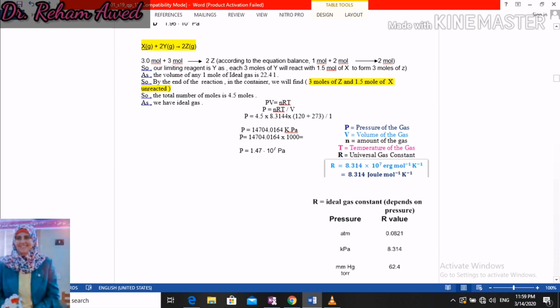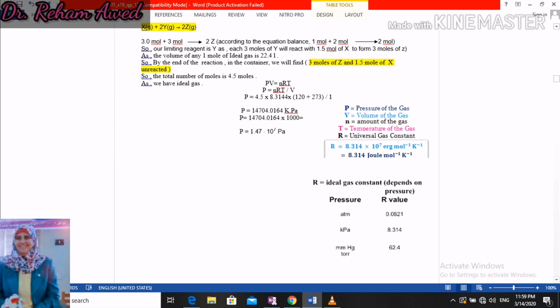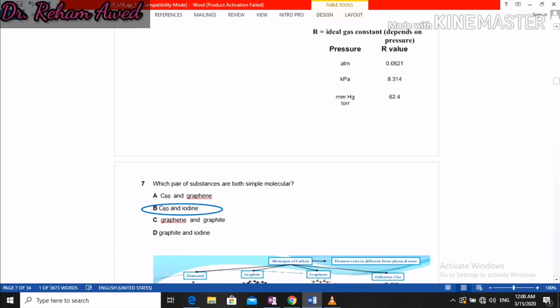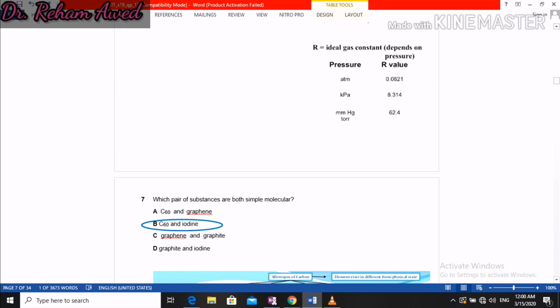The ideal gas constant depends on the unit of pressure. If we are talking about pressure in atmospheres, we have 0.0821. For kilopascal, 8.314. If we are talking about millimeter of mercury, we are talking about 62.4. So take care, the value of our constant is related to the unit of measurement of pressure. Okay, next question.